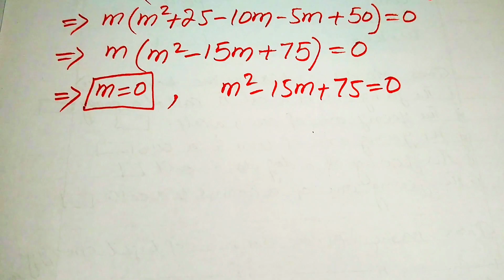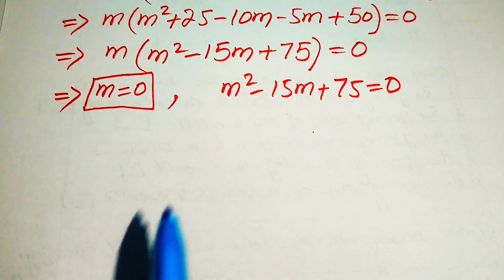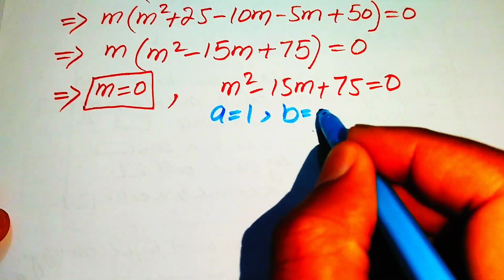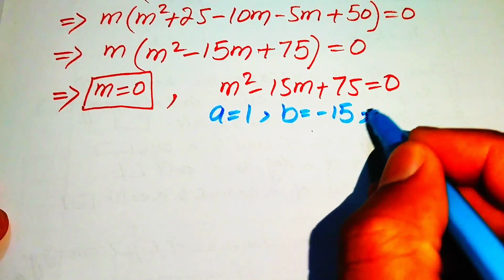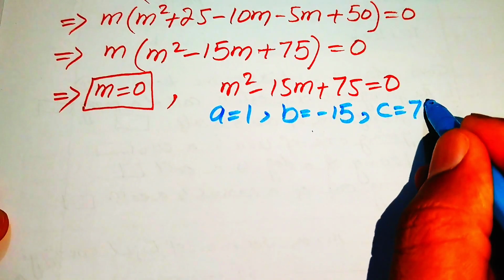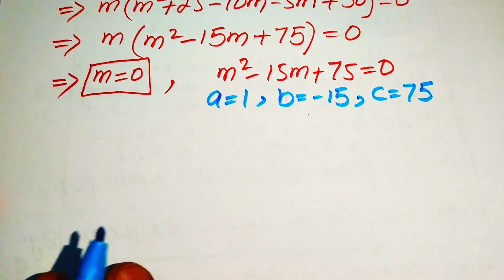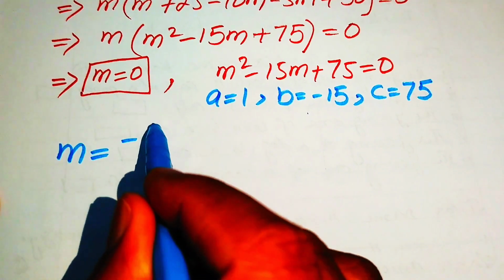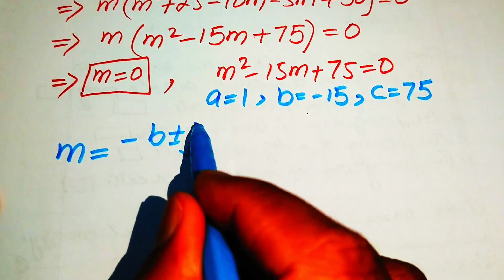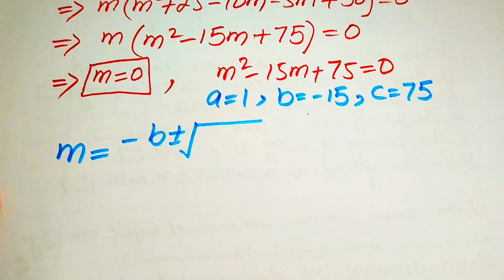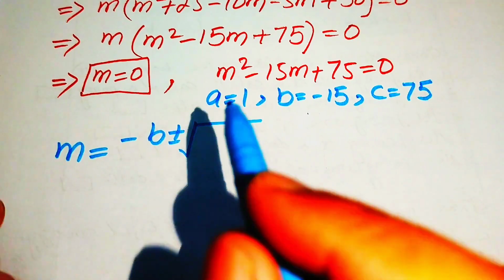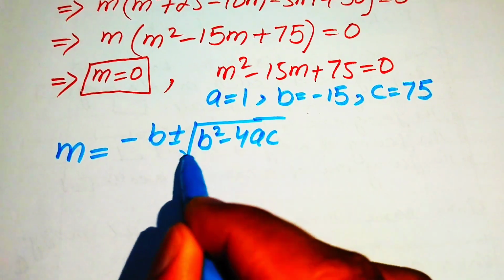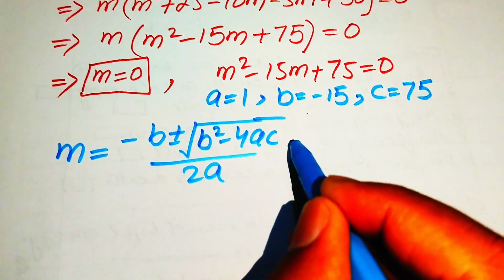First we write the coefficients of this equation, and the coefficients are a = 1, b = -15 and c = 75. And our quadratic formula looks like this: m = (-b ± square root of b^2 - 4ac) divided by 2a.